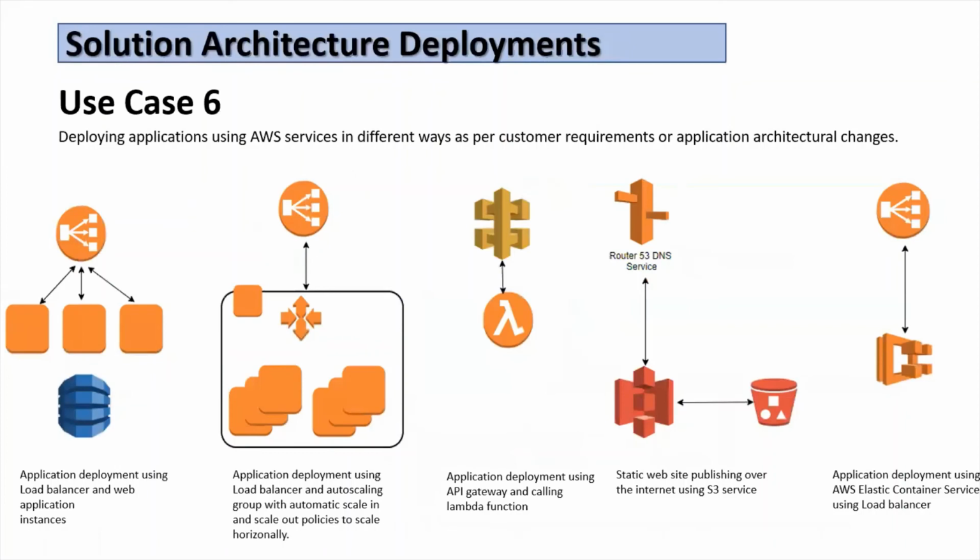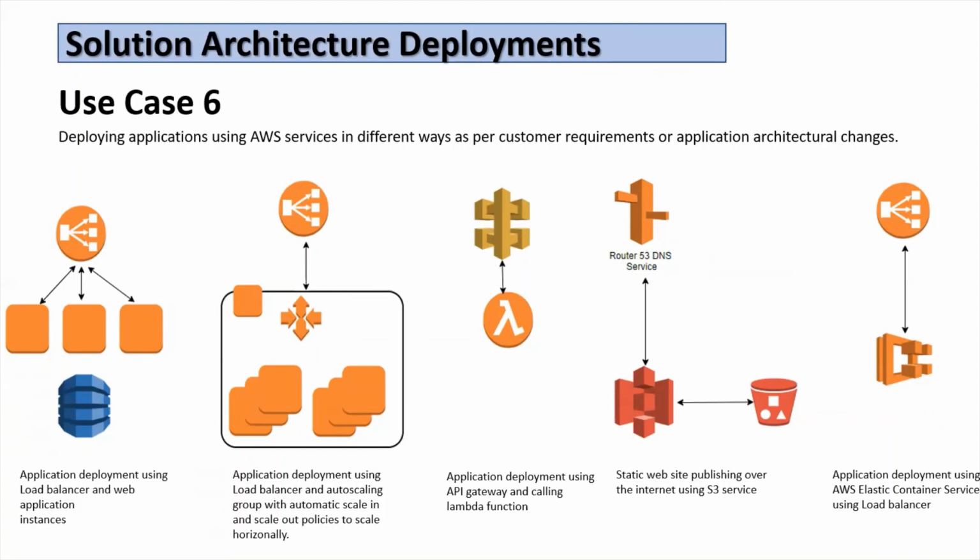So this is the last use case, use case 6. In this, it showcases deploying an application using AWS services in different ways as per the customer requirement, or making application architectural changes. So these are the different ways how we can deploy an application on the AWS cloud, and we will try to cover all these different use cases practically during the course.